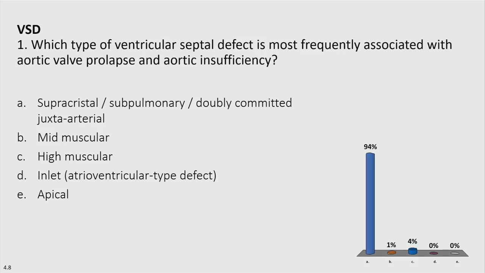So correct. It's going to be a supracrystal VSD. That's the right answer. You can have several VSDs that can be associated with aortic valve prolapse and aortic insufficiency. Other VSDs that can have this are perimembranous VSDs, although the likelihood of a perimembranous VSD having aortic valve prolapse is lower than a supracrystal VSD. And sometimes high muscular VSDs that are very close to the aortic valve can also have aortic valve prolapse.